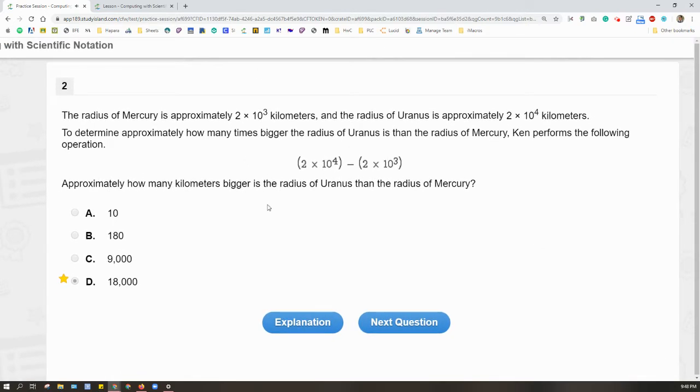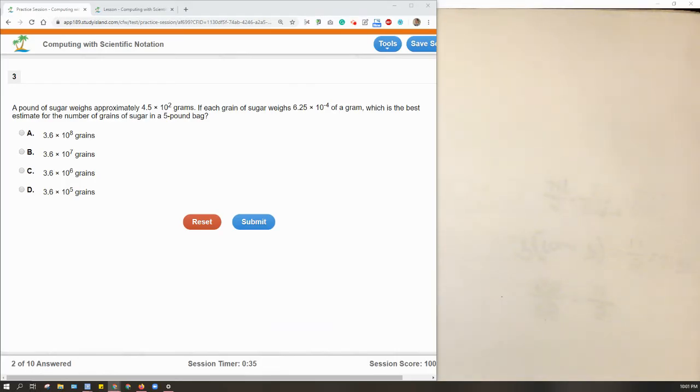All right, let's move it right along here. All right, for number 3 here, I'm switching back over to good old pencil and paper since that might work better than my little touch screen here. So let's go ahead and do number 3. Number 3 says a pound of sugar weighs approximately 4.5 times 10 squared grams. If each grain of sugar weighs 6.25 times 10 to the negative fourth of a gram, which is the best estimate for a number of grains of sugar in a 5-pound bag?